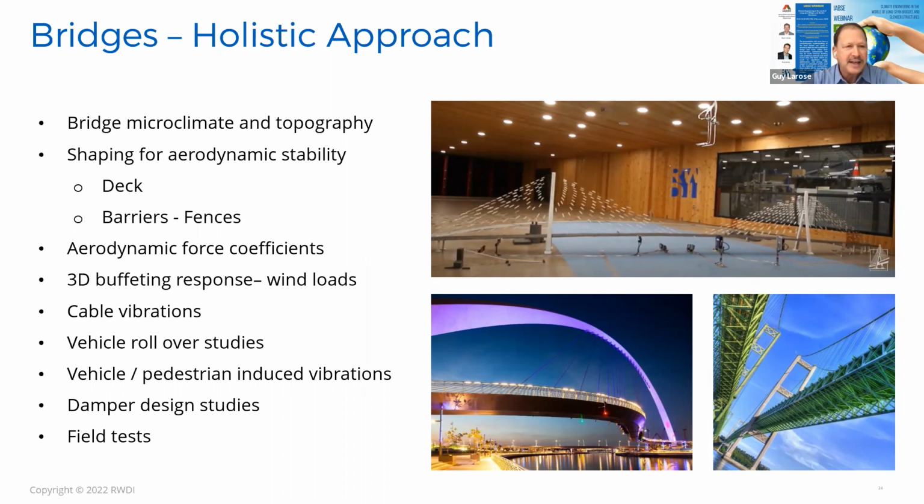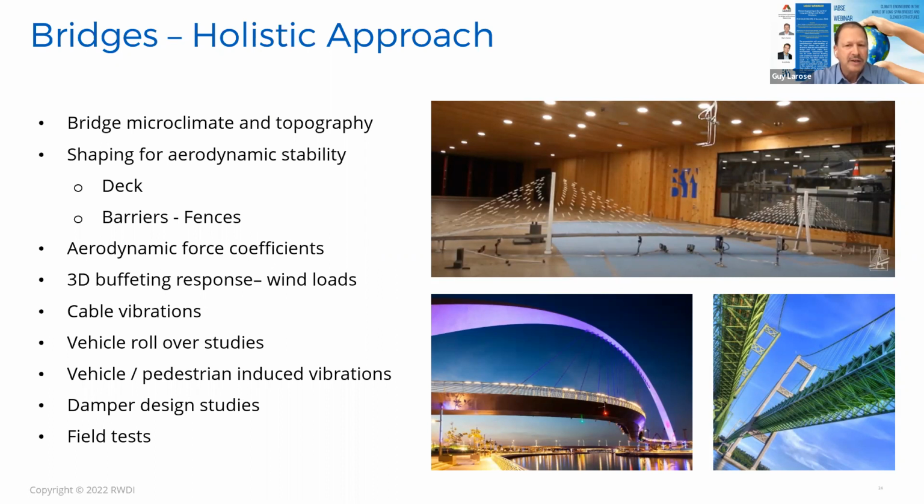So what you have here on this slide is the holistic approach that we like to use at IABSE when we deal with wind studies for long-span bridges. It always starts with the first ingredient, which is the microclimate. Try to define very well the climate of strong winds, as well as other parameters like icing and snow. And if it's not so well defined, then sometimes we have to do a topographic model study just to understand really the strength of the wind, where it comes from, and the return periods for the strong winds.